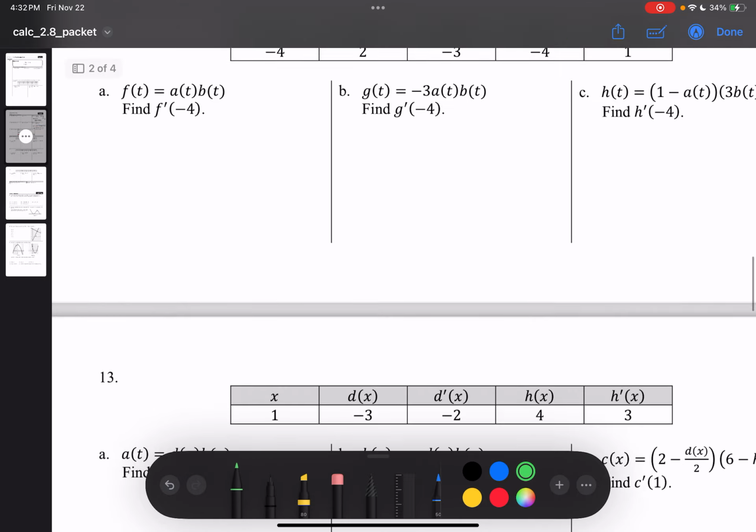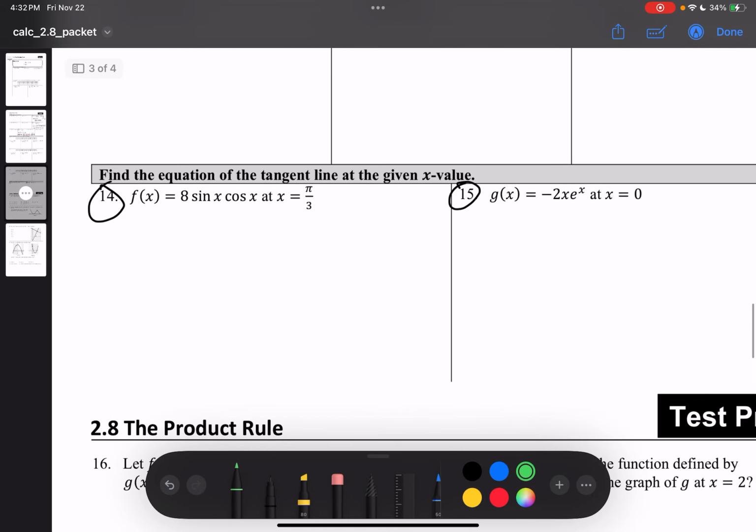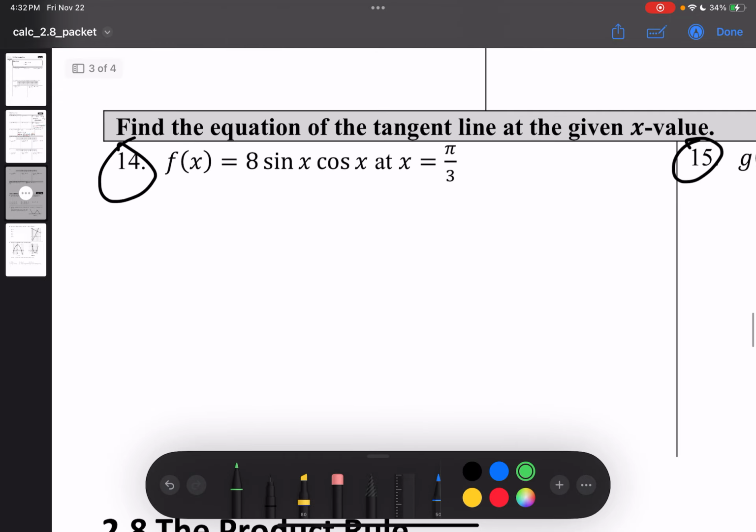Now moving on to a different skill. Our second skill is basically finding the equation of the tangent line at a given x value. So for number 14, we got 8 sine x cosine x at x is equal to pi over 3. Now, since they gave you x is equal to pi over 3, this is your indication that you need to use radian angles. So f prime of x is going to be u prime v plus uv prime.